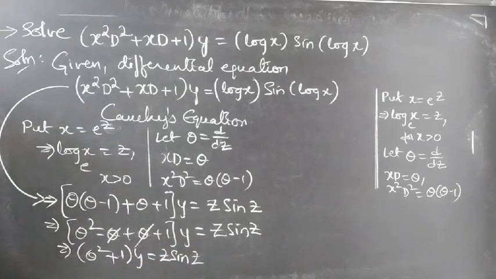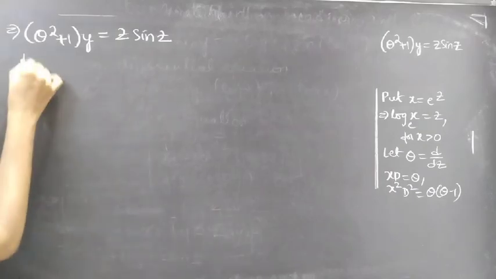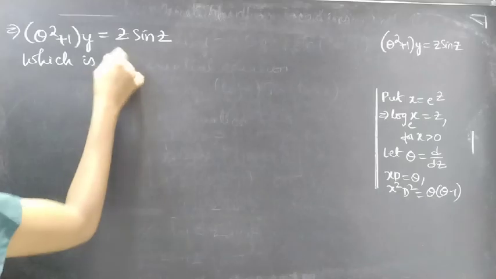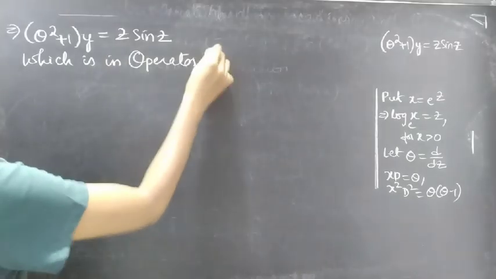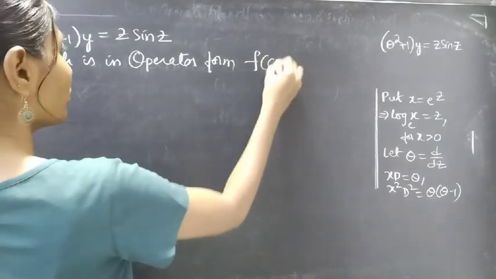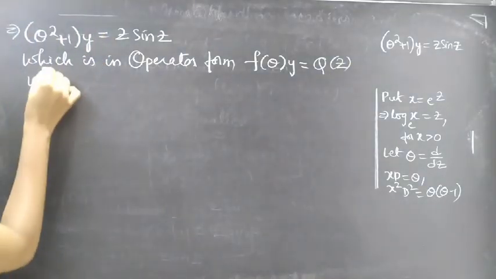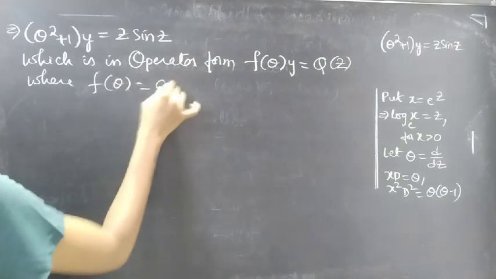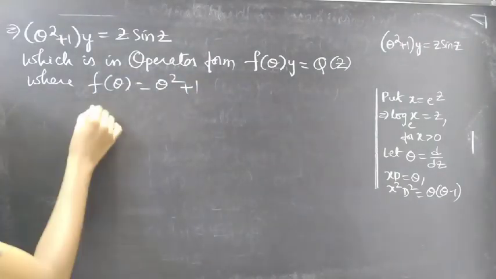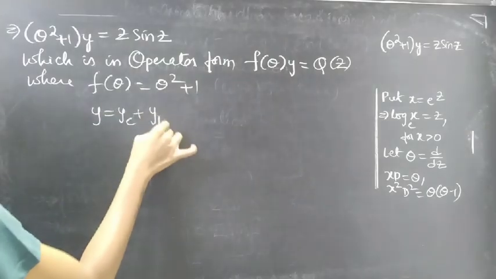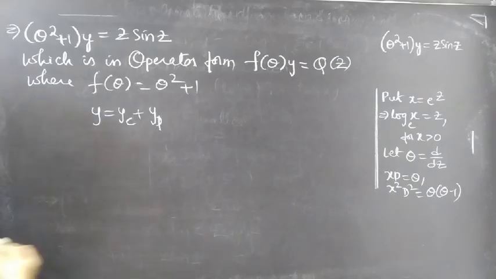So we have reduced the given differential equation with variable coefficients to a differential equation with constant coefficients. And also this is in operator form, f(θ) y = some function of z, where f(θ) = θ² + 1. Now we need to find the general solution of the given equation, which is given by y = yc + yp.